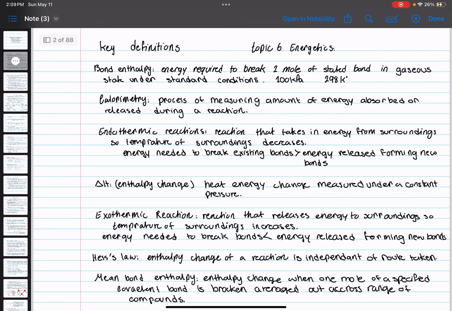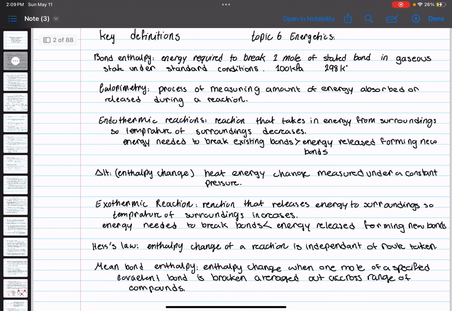So starting with topic 6, energetics, we have bond enthalpy, which is the energy required to break 1 mole of gas under standard conditions, which is 100 kilopascals and 298 Kelvin. Then we have calorimetry, which is the process of measuring the amount of energy absorbed or released during a reaction.